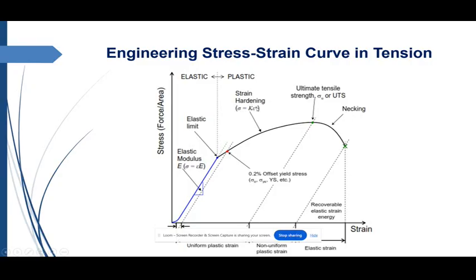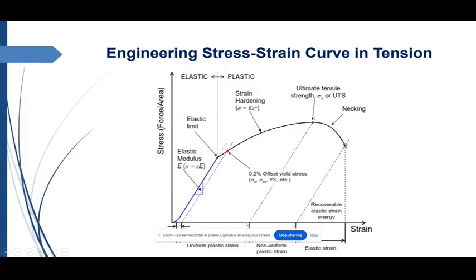Sigma equals k epsilon to the power n, where sigma is the true stress, epsilon is the true strain, and k and n are constants. This is the maximum load point or ultimate tensile strength. After that necking takes place. Void nucleation takes place. Then void growth may take place. One void may join with another void, that is called void coalescence. Then load carrying ability is lost and fracture takes place.